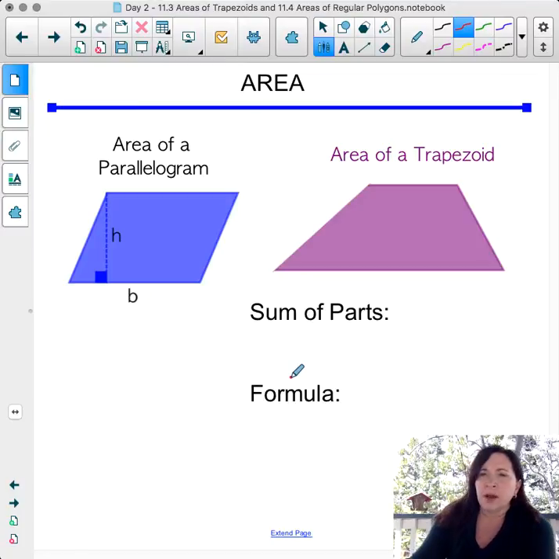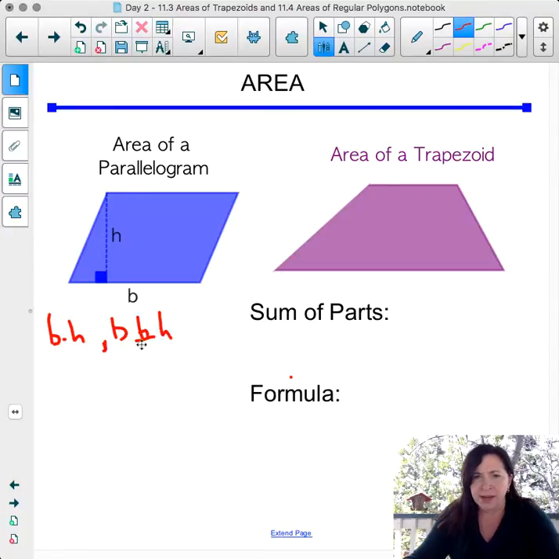Okay, so new stuff. We know the area of a parallelogram is base times height, but making sure that we say that the base is always got to be perpendicular to the height. Very important. This is so important.